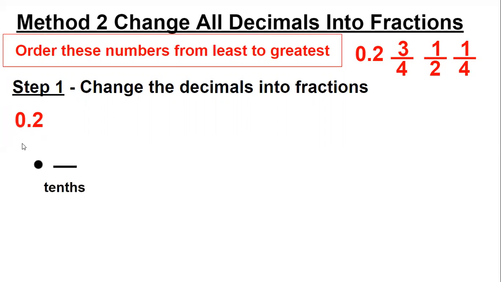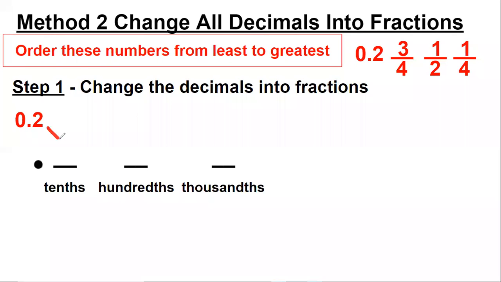Well, think about our decimal place value. You have tenths, you have hundredths, and you have thousandths with a TH. Here's your decimal point. So you're going to put the 0.2 where? Right there, right? So I'm going to put my 2 right there. So I would say that as the number 2/10.